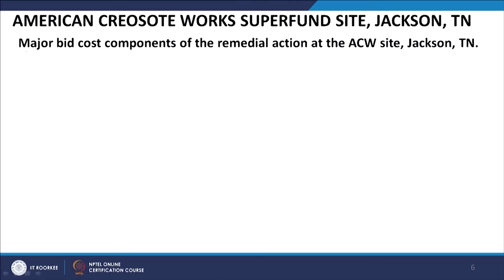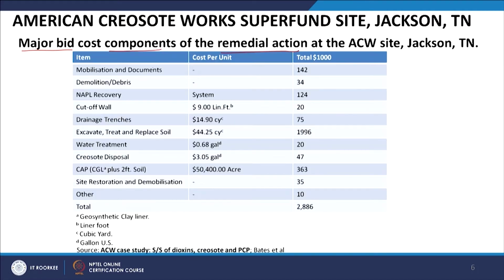So, let us move on. Let us look at, for the final site, the major bid cost components for the remedial action, right. This is for the major bid. So, let us look at what aspects lead to the resources required in the first case. So, paperwork, mobilization and documents, right, that is something.